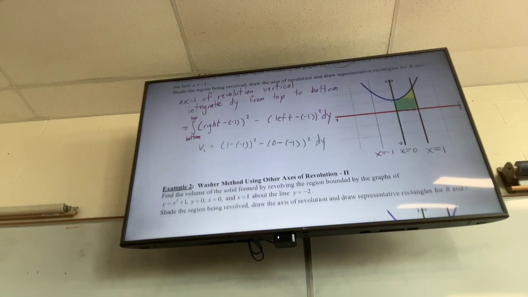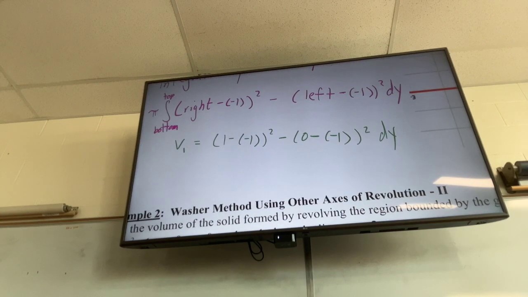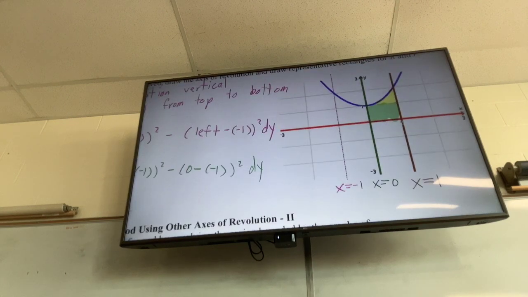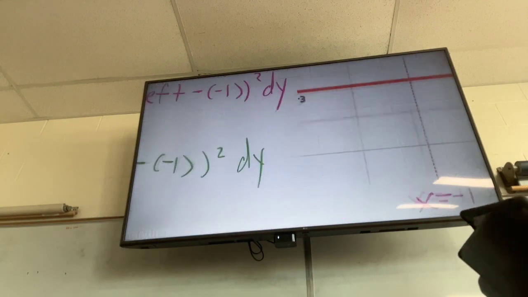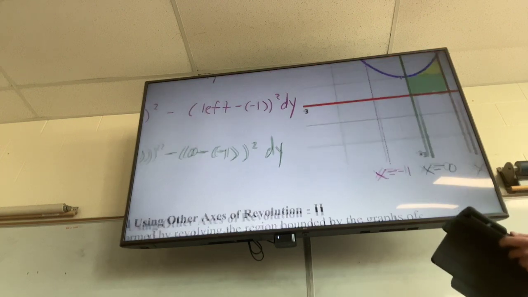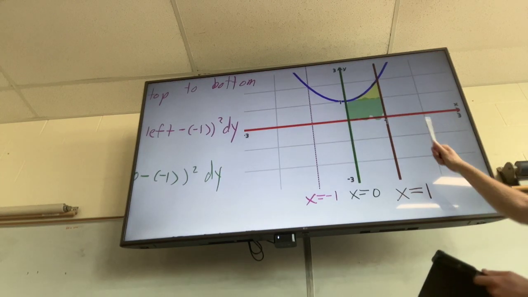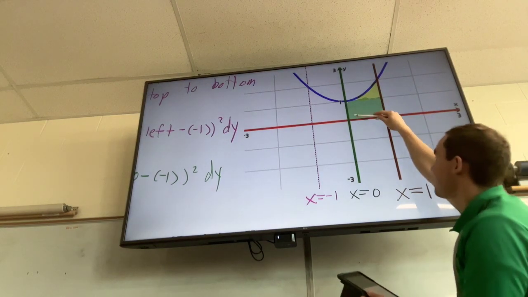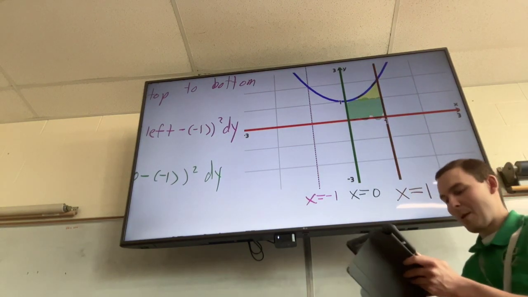Okay, so the green, we're going to do that. We're going to integrate that from what? What's the lowest? So this is an integral with respect to y. Zero. So think of the lowest y. Zero. To the green region. What's the top of the green region? One. Yeah, 0 to 1. Boom.